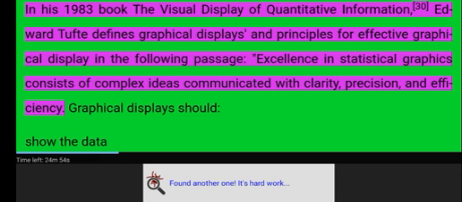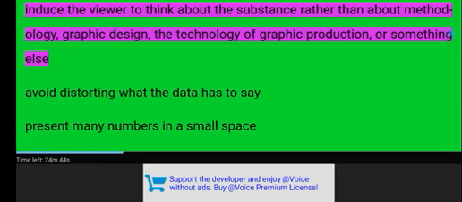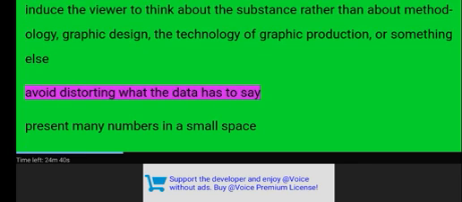In his 1983 book The Visual Display of Quantitative Information, Edward Tufte defines graphical displays and principles for effective graphical display in the following passage. Excellence in statistical graphics consists of complex ideas communicated with clarity, precision, and efficiency. Graphical displays should show the data. Inspire the viewer to think about the substance rather than about methodology, graphic design, the technology of graphic production, or something else. Avoid distorting what the data has to say.